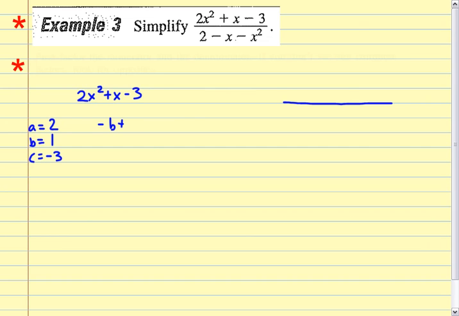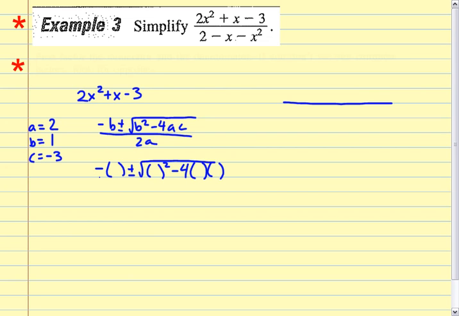Minus b, plus or minus the square root of b squared, minus 4ac, all over 2a. Minus parentheses, plus or minus square root, parentheses squared, minus 4 parentheses, parentheses, all over 2 parentheses. Let me plug in my values now. B is 1, a is 2, c is negative 3.